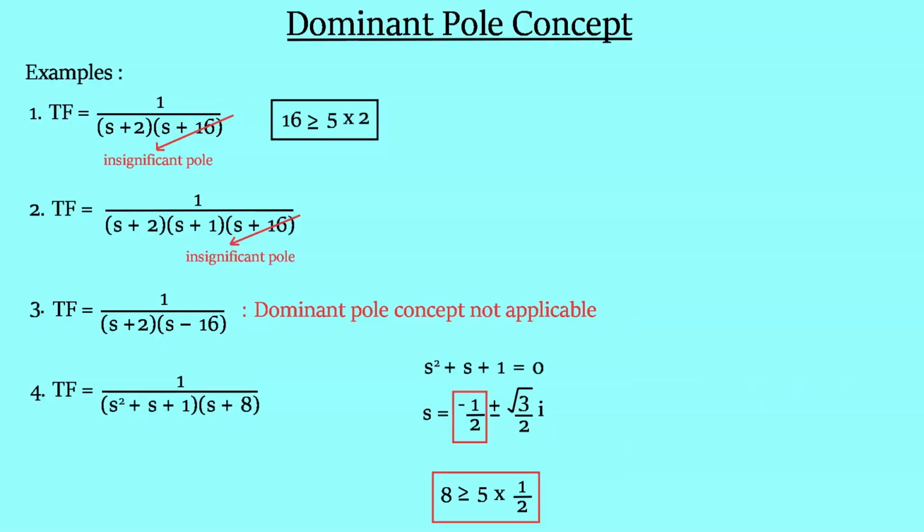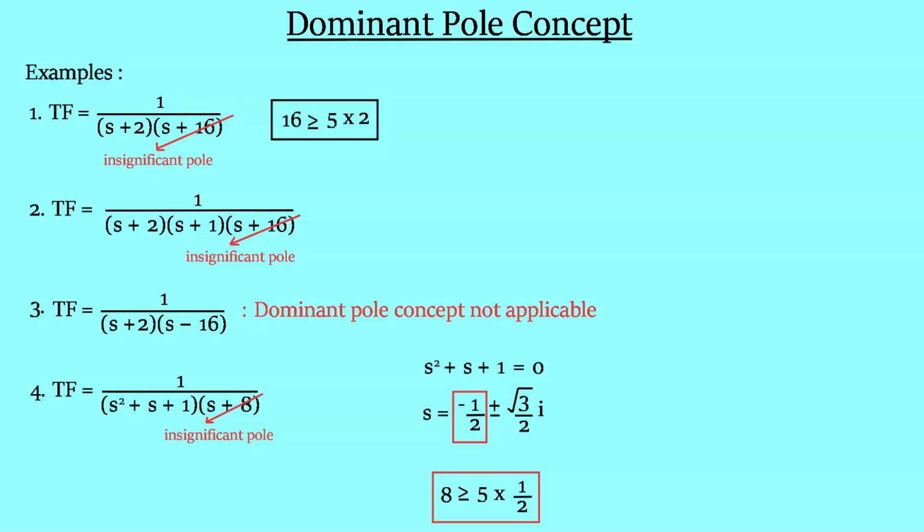If there are complex roots, then you should always keep in mind we have to compare only the real part of the pole. We will not compare the imaginary part of the pole. Therefore, here in this example, we can see 8 is greater than 5 times of 1 by 2. Therefore, 8 is the insignificant pole and the other two roots, which are complex roots, are significant poles, so that we can remove the s plus 8 term from this transfer function.